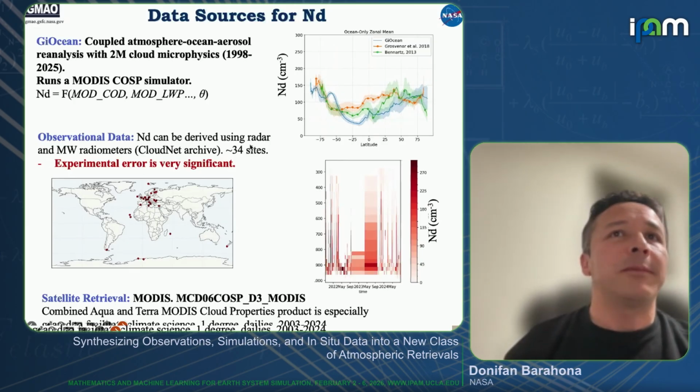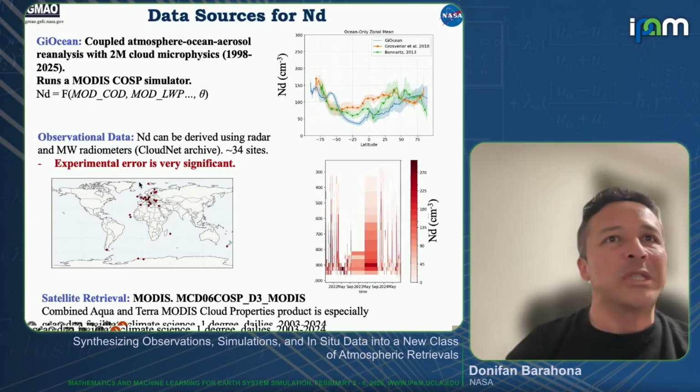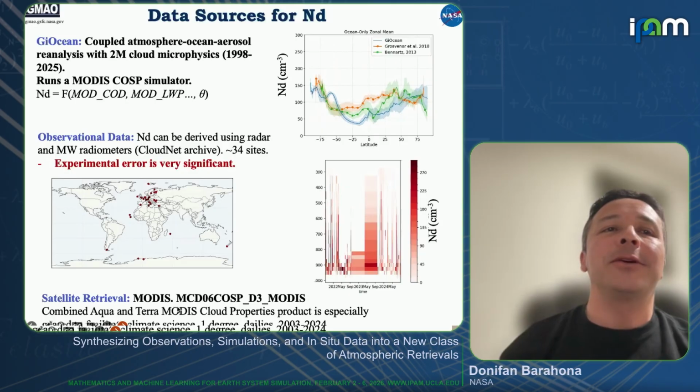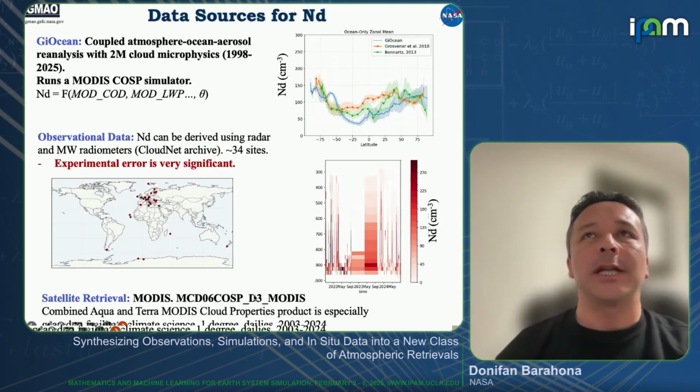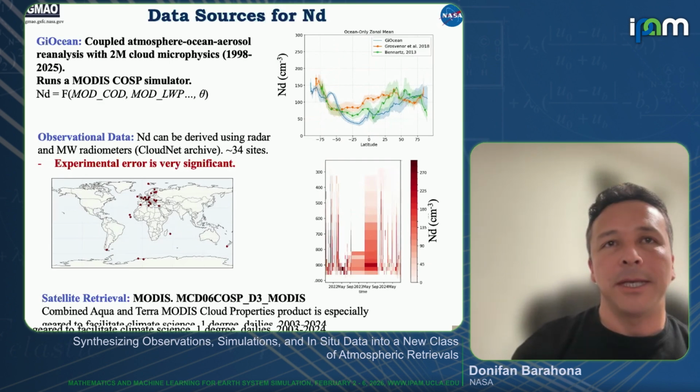For observational data, ND can be derived using radar and microwave radiometers, and mostly in this CloudNet archive, we found around 34 sites, mostly in Europe, and the data looks just as stressful as the other one. And combined, of course, we have the long-term MODIS retrieval. I'm going to speed up a little bit because I'm about to run out of time.